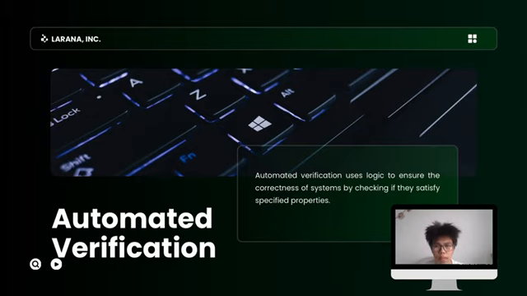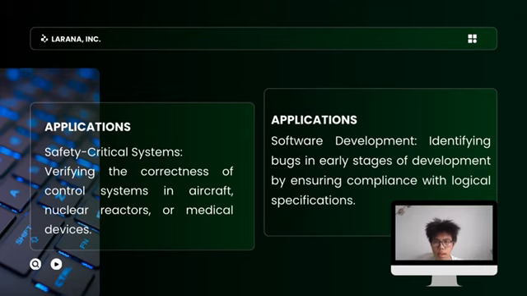Automated verification uses logic to ensure the correctness of systems by checking if they meet specified properties. This process is widely applied in various fields, especially in safety-critical systems where reliability is essential. It's used in many areas, like aviation, nuclear reactors, and medical devices, where ensuring the correctness of control systems is vital.